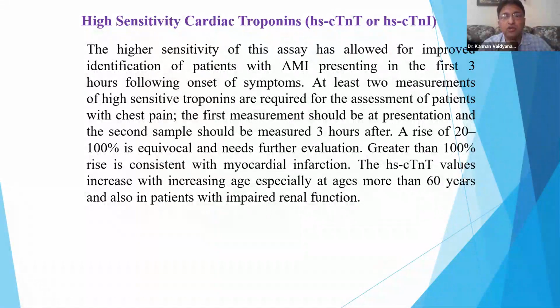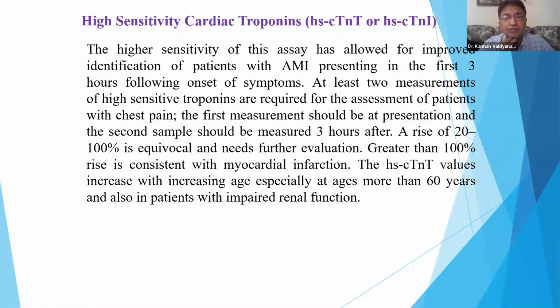So at least 2 are needed. And the first measurement should be as early as possible at presentation. And the second sample should be measured 3 hours later. And a rise of about 20 to 100% is equivocal and needs further evaluation, whereas a greater than 100% rise is almost consistent with myocardial infarction.